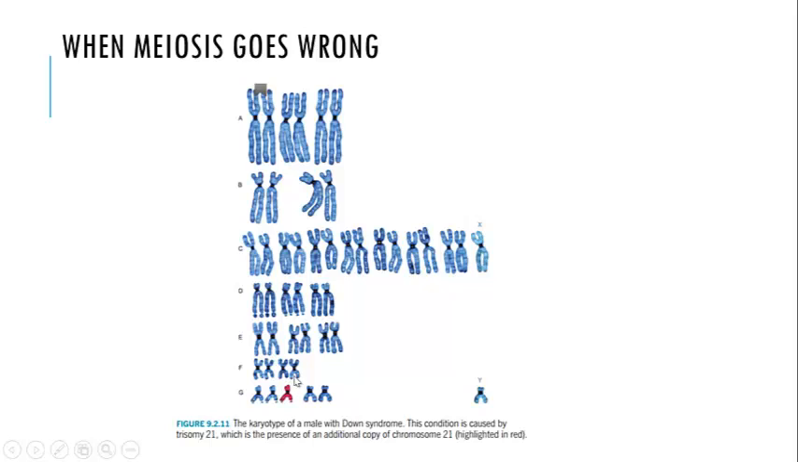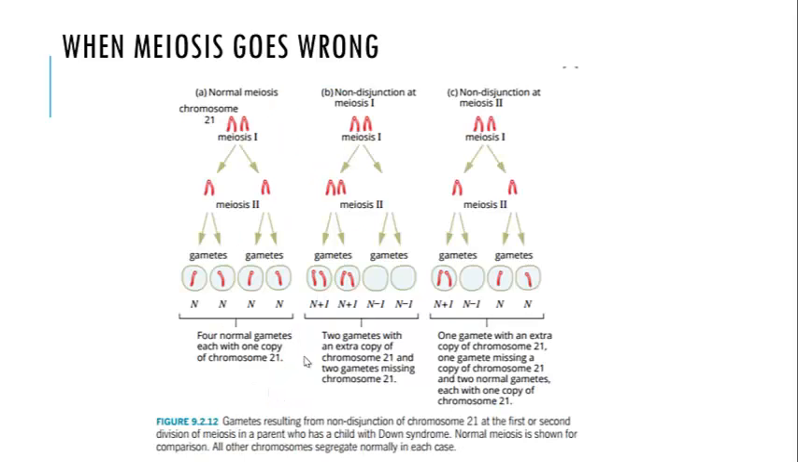Where we have gone wrong is this pink one down the bottom here. We have a third chromosome here, and this is typical of Down syndrome. So someone who has Down syndrome will have an extra chromosome. The condition is caused by trisomy, which is 3-somy at 21, which is the presence of an additional copy of the chromosome 21. So our 21st chromosome hasn't split apart properly. So this is what it can look like.